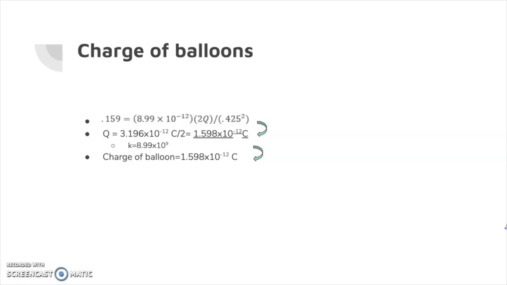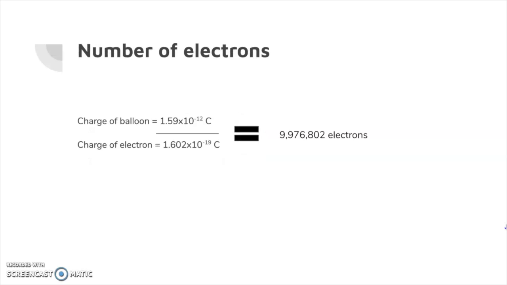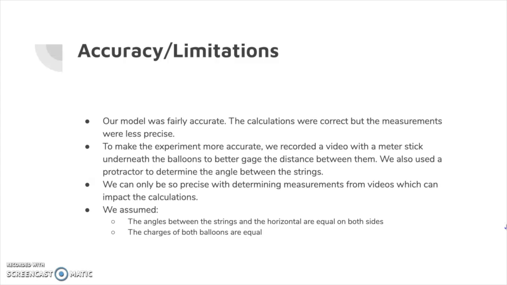After determining the charge of each balloon to be 1.598 times 10 to the negative 12th coulombs, we were tasked in finding the number of electrons for each balloon, which we did by dividing the charge of each balloon by the charge of an individual electron, which would give us the number of electrons, which we found to be 9.9 million. And then our model that we used to do this was fairly accurate.